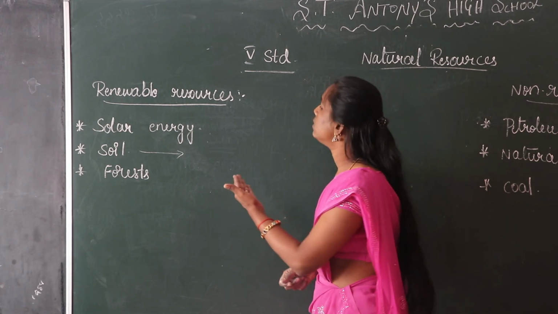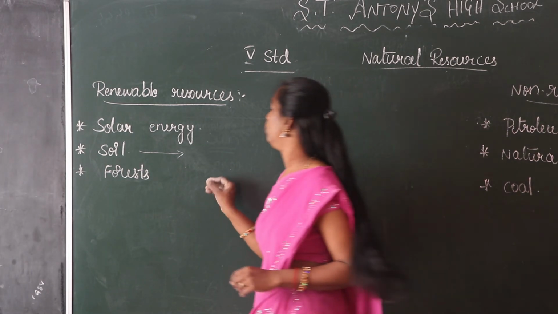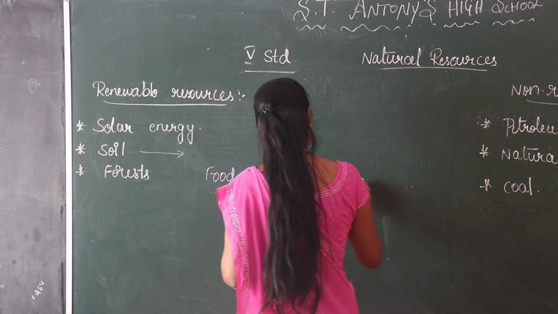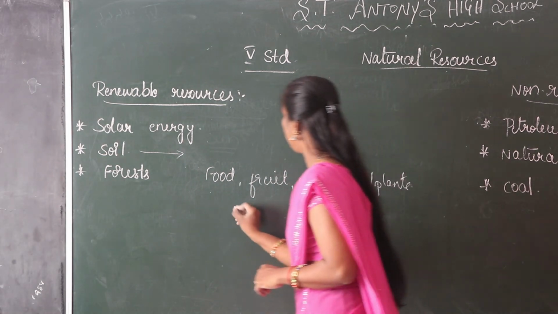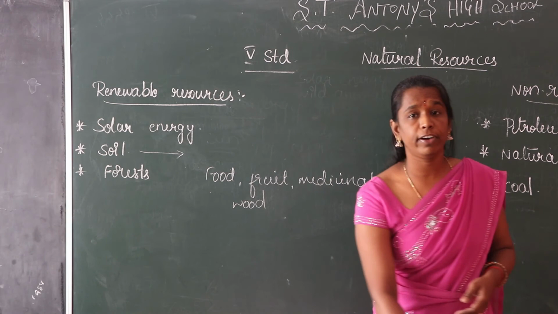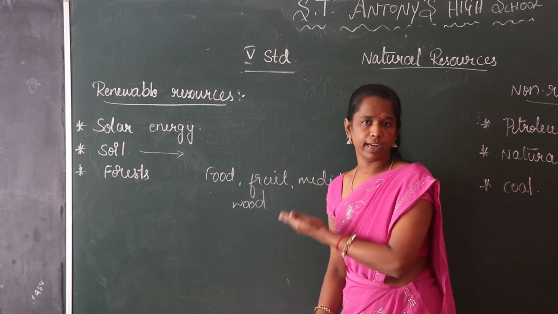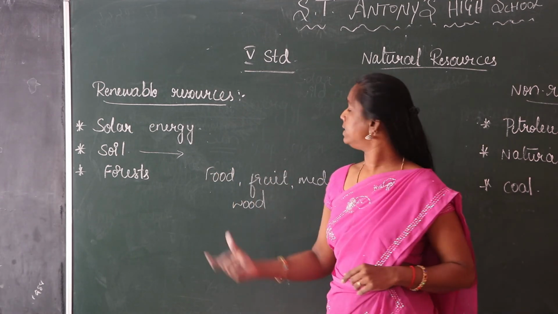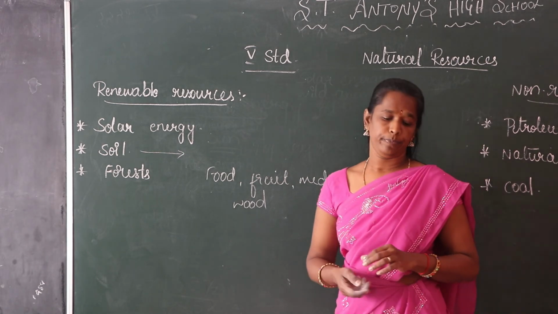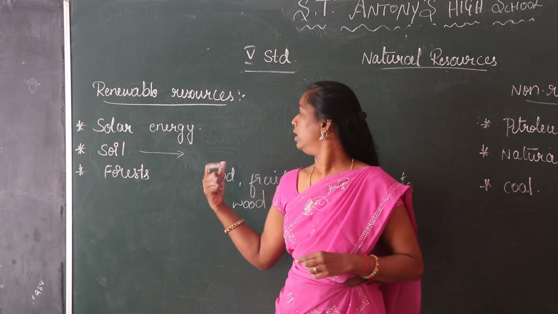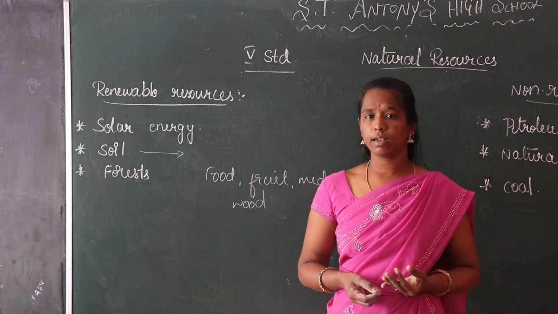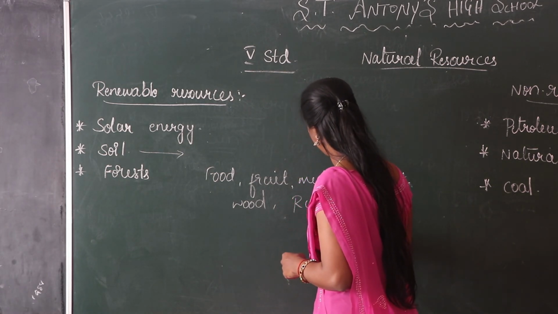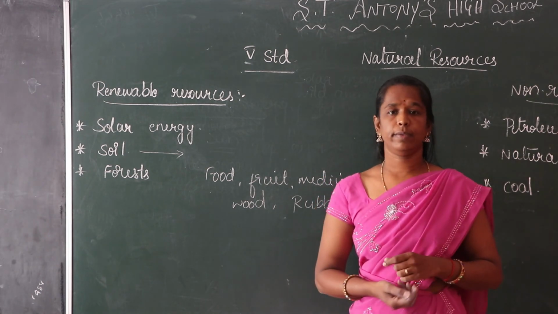Okay children, the examples for forest usage activities are food, fruits, medicinal plants and also wood. For the construction of buildings we need furniture, no children? For that we use plant products like trees, bamboo. We need furniture from the trees, and we also use wood or trees for shelter purposes. Furniture, medicinal plants, fruits, and also rubber we get from the trees. These rubbers are obtained from the forest. So these are the basic uses.